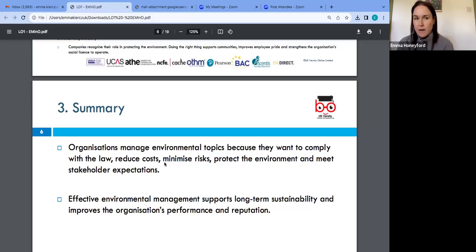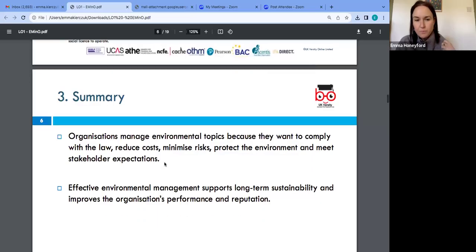So I think it's just going back to the learning outcomes, to remember the different factors as to why organisations want to understand and mitigate their environmental impacts. And then we've got, effective environmental management supports long-term sustainability and improves the organisation's performance and reputation. I don't think it's enough anymore for organisations to say that they care about their environment. It makes more sense to have a dedicated environmental management system in place. So just be aware of that.